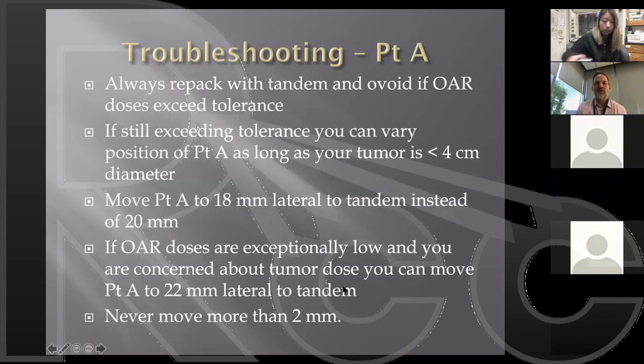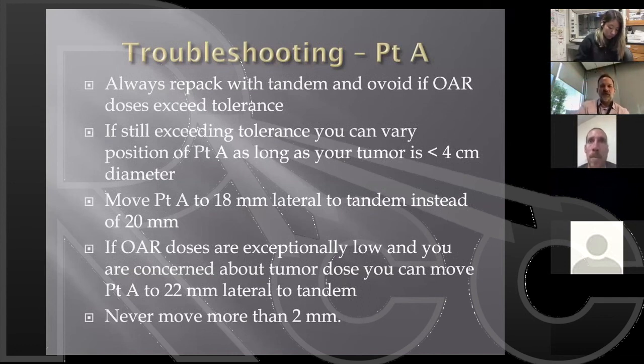If the OAR doses are exceptionally low, this is one opportunity to dose escalate with point A dosimetry. If your OAR doses are well within tolerance, you actually can prescribe to a point A that's 22 millimeters lateral to the tandem instead of 20 millimeters lateral to the tandem. But never move this point more than 2 millimeters. If you play around with it a little bit on your treatment planning system, you'll see why I say that. It will dramatically change the appearance of your isodose curves. And in most patients, unless you're really struggling with your OAR doses, you probably don't want to do that.